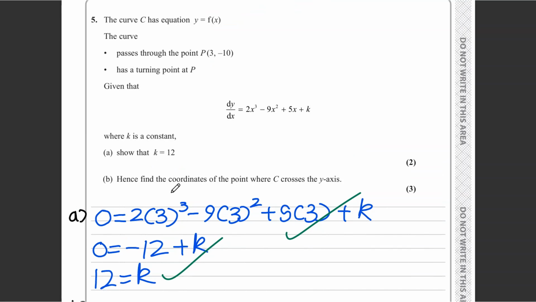Okay, and then for part B, we need to find the coordinates of the point where C crosses the y-axis for 3 marks, okay?